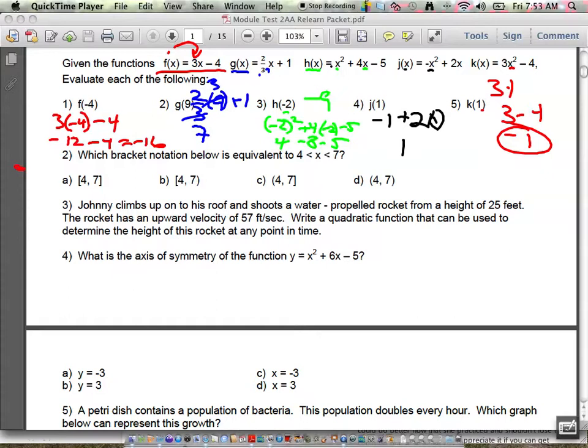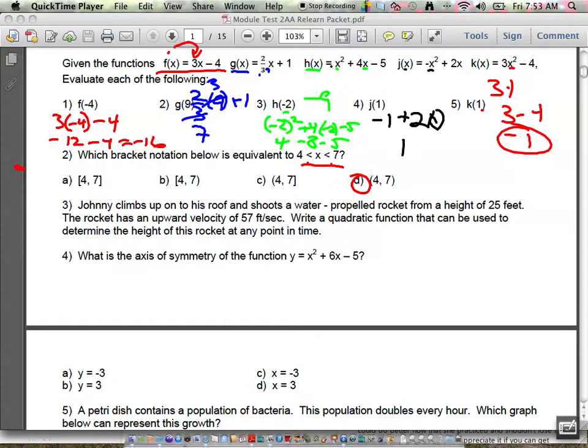Next up, which bracket notation is equivalent to 4 is less than or equal to x less than or equal to 7? And the big thing here is I'm not allowed to be equal on either case, so they have to be parentheses on both sides. That's letter D. We are doing extremely well at that particular question. Number 3, we're also doing well with. We've got this down pat. Boy, I can't think of a single kid who got this wrong on the test. Maybe I'm wrong, maybe somebody did, but I think we all got it right.